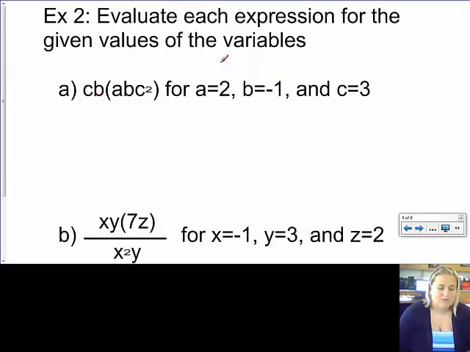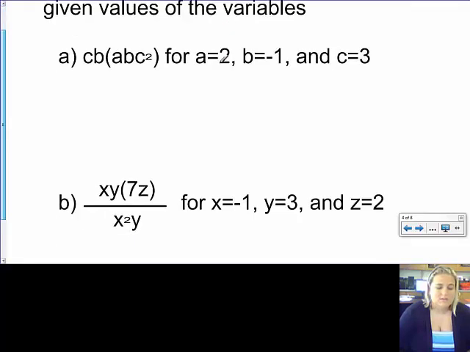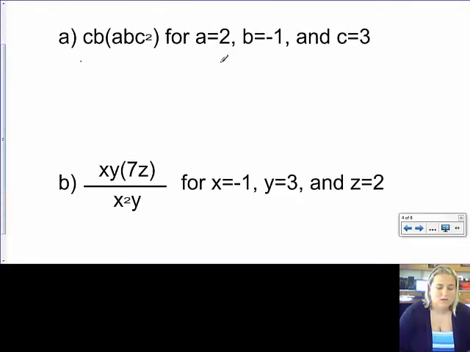Evaluate each expression for the given values of the variables. Same thing is going on here. Instead of C, I'm going to substitute 3. Instead of B, I'm going to substitute negative 1. And then I have the quantity of A, which is 2, times B, which is negative 1, times C, which is 3, and that C is being squared, and that's in that parenthesis.